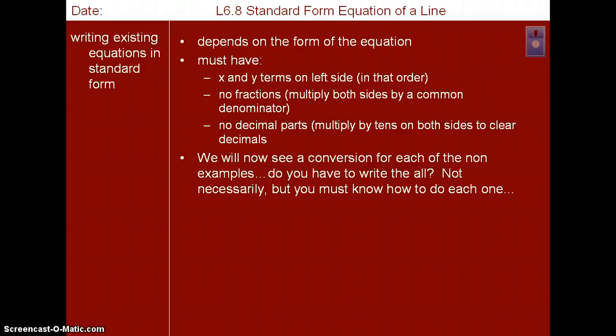Right now we're going to see a conversion for each of the non-examples that we saw in the very first slide. Do you have to write them all down? Not necessarily, but you should have the know-how of how to complete each one.